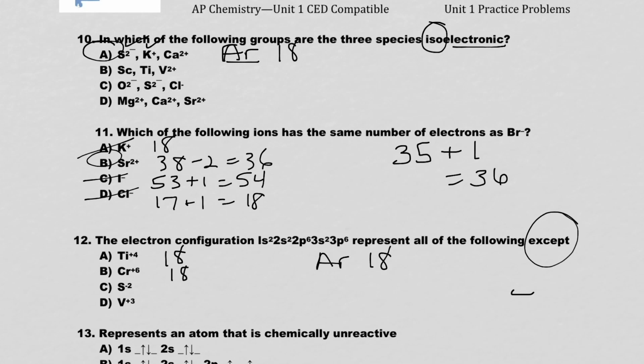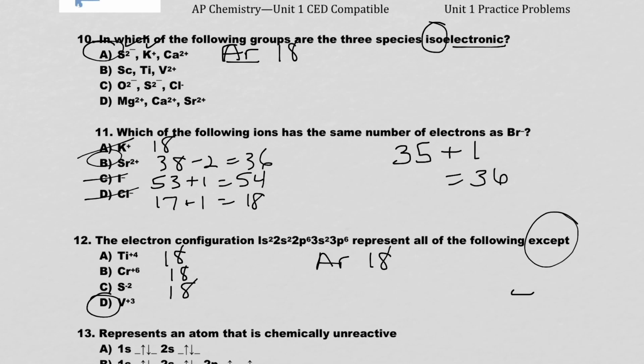I go to sulfide. It has 16. It's adding 2 more. It would have 18. So again, this is our exception. So we're looking for D to be the answer. Let's double check. Vanadium, here we go, is atomic number 23. If it lost 3 electrons, it would still have more than 18.